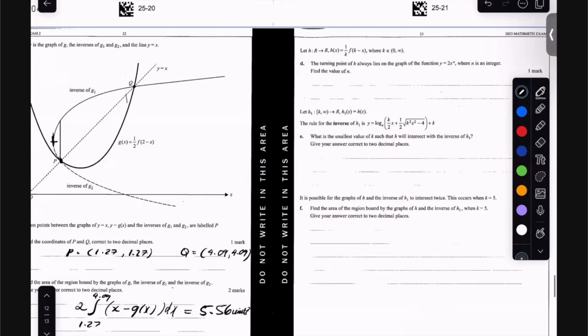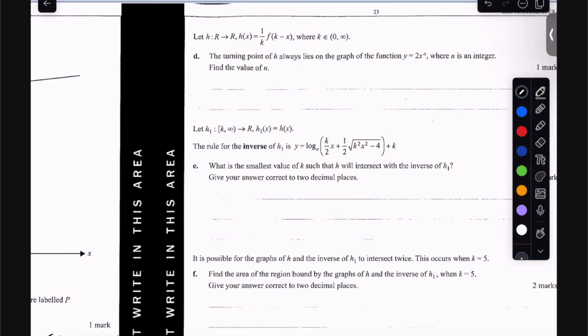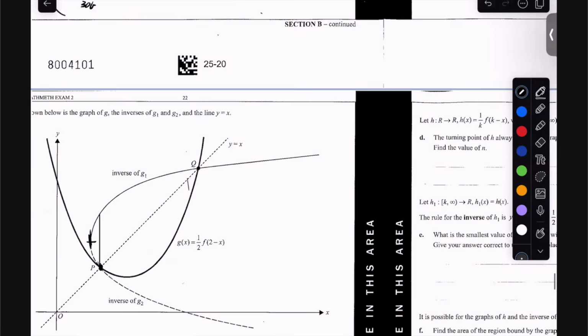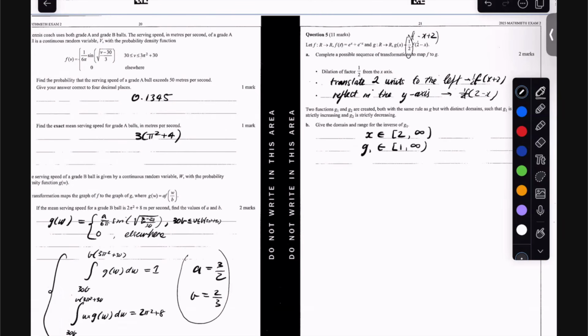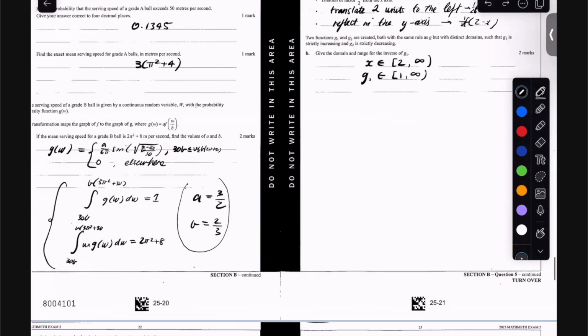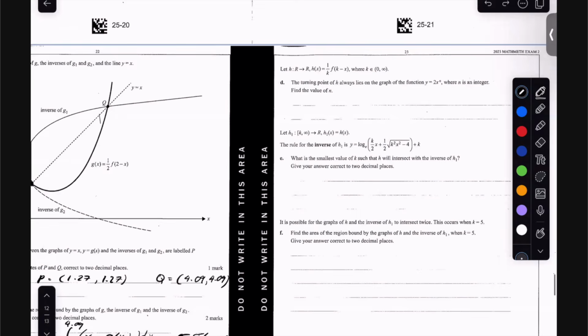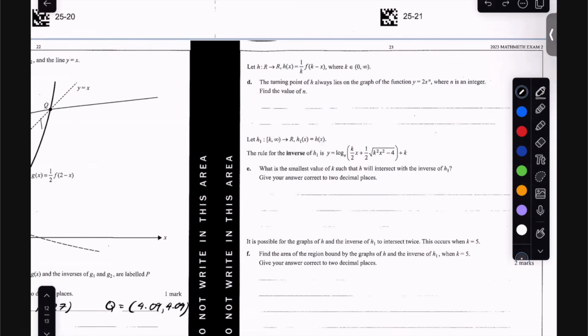Let h be equal to 1. They just love transformations. Let h of x be equal to 1 on k times f of k minus x. So I think that's in the form that was talked about here. So this is 1 on 2, and then the 2 is there, so it's 1 on k. You can just replace that with k. The turning point of h always lies on the graph of the function y is equal to 2x to the power of n, where n is an integer.